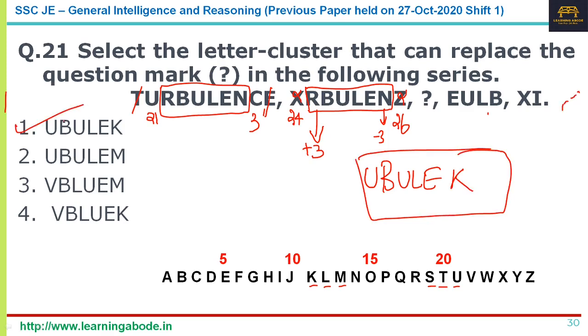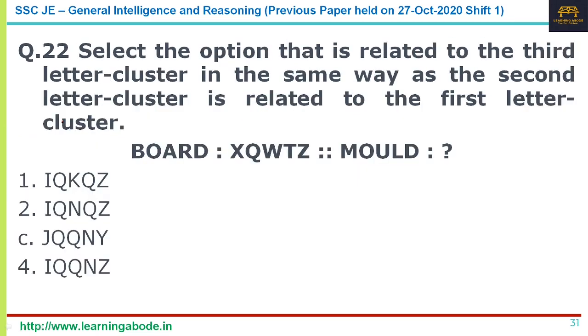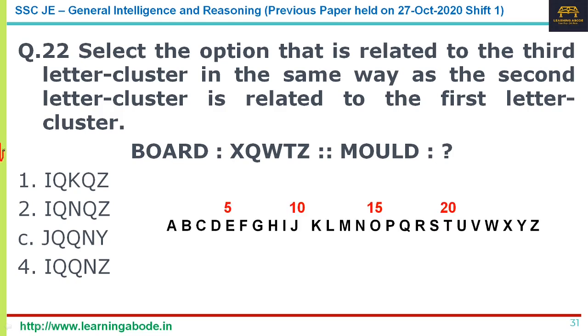Answer option 1. Now, question number 22. Letter cluster and analogy. Let's just write the numbers here. B is 2, O is 15, A is 1, R is 18, D is 4, and X is 24, Q is 17, W is 23, T is 20, and Z is 26.